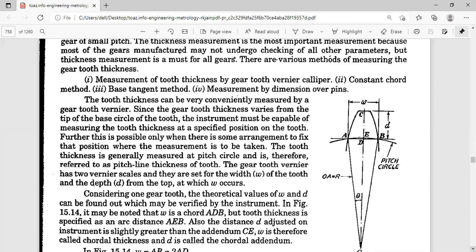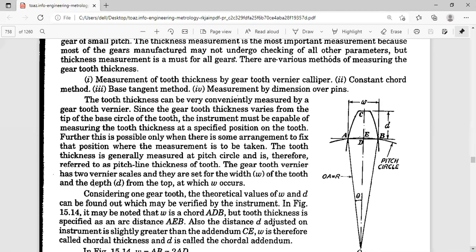So here we have to draw the diagram of the gear and try to ascertain the W at the pitch line thickness or the pitch circle. So here the coincident point at this particular is A, and here the center line is E, here it is B, and here it is an arc. So it is an arc here where it is the chord ADB. Chord is here, it is known as ADB. That's why it's known as the chordal thickness method. So W is the chord ADB, while the arc distance is different.